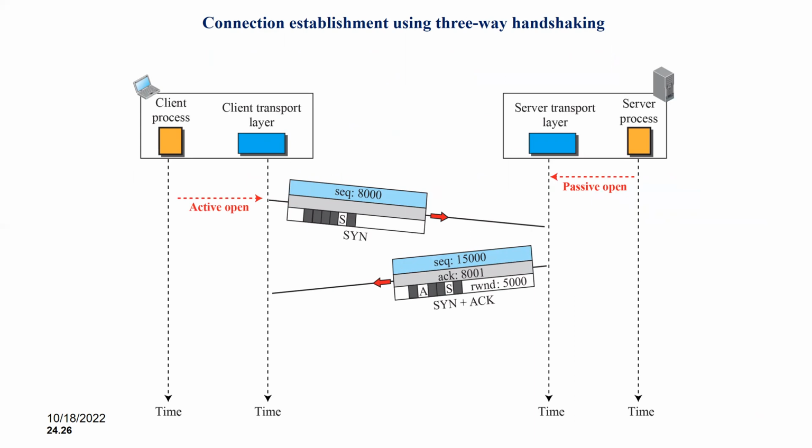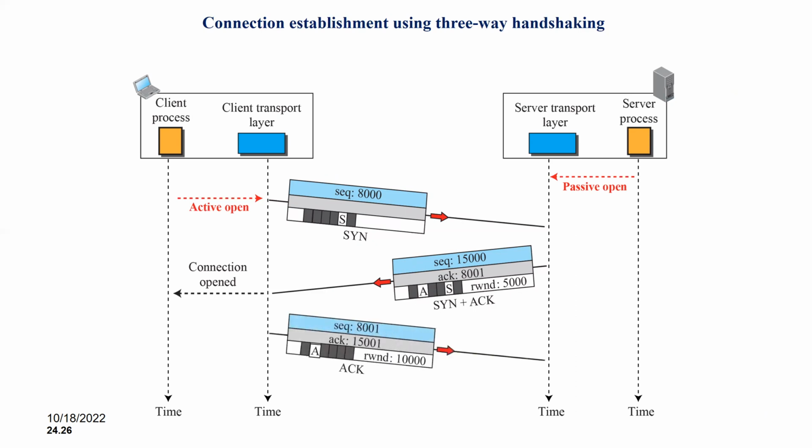It is 8000. When the server receives that, an acknowledgement will be sent and its own sequence number will be transmitted. What is the sequence number of the server? It is 15,000. And the acknowledgement should be updated by +1, so 8001. Now both the acknowledgement flag as well as the synchronization flag are activated. Once it receives this, the client knows the connection is open.